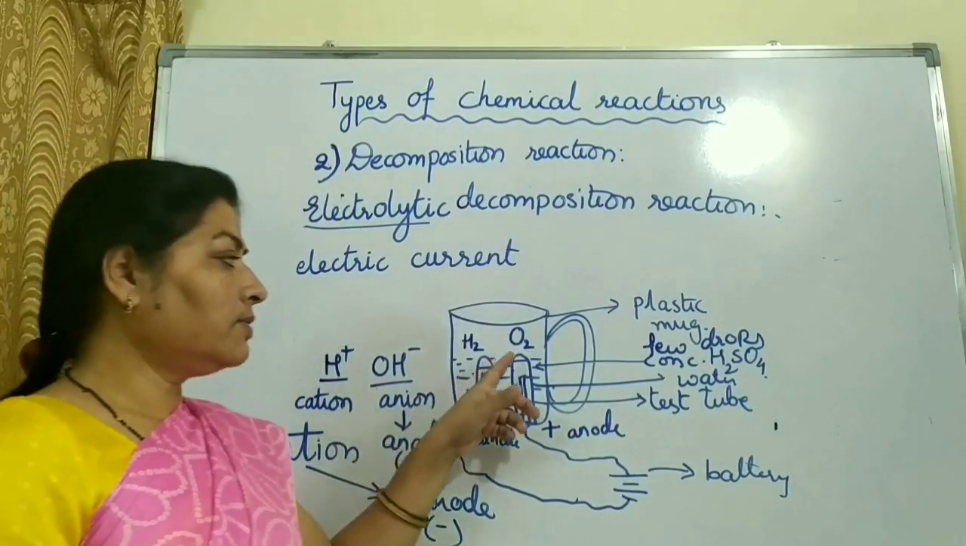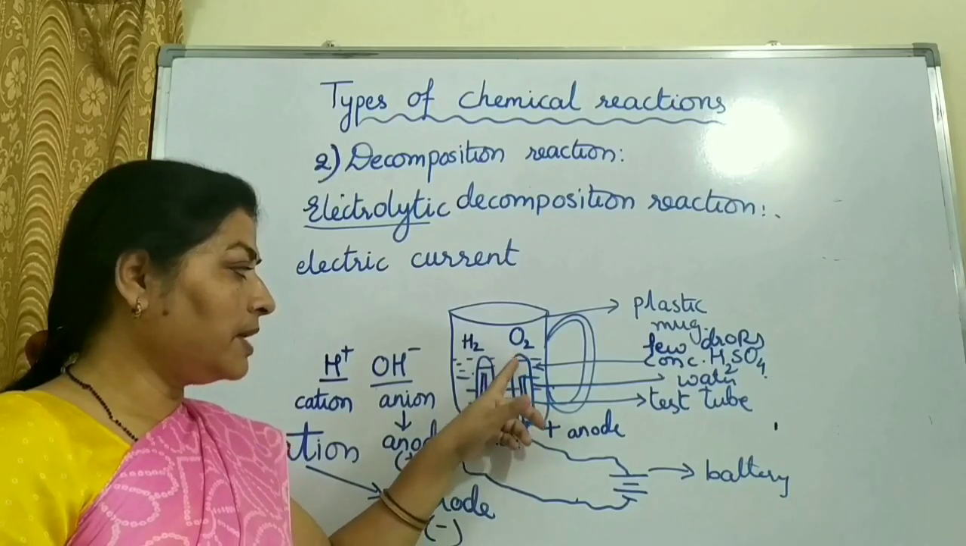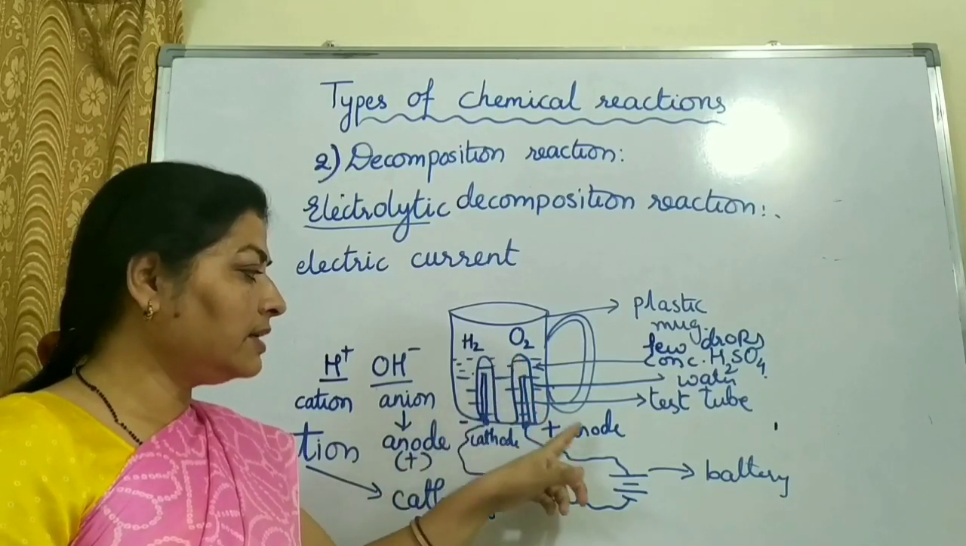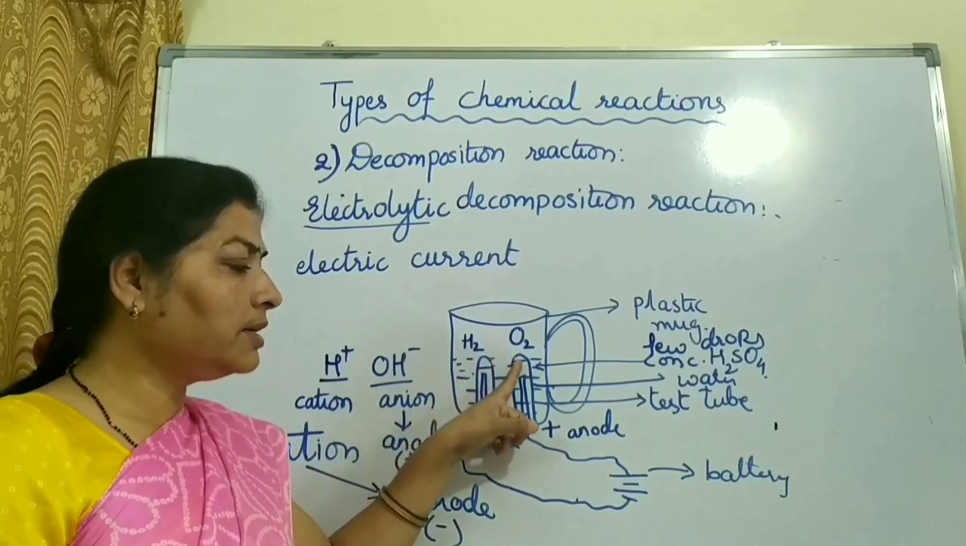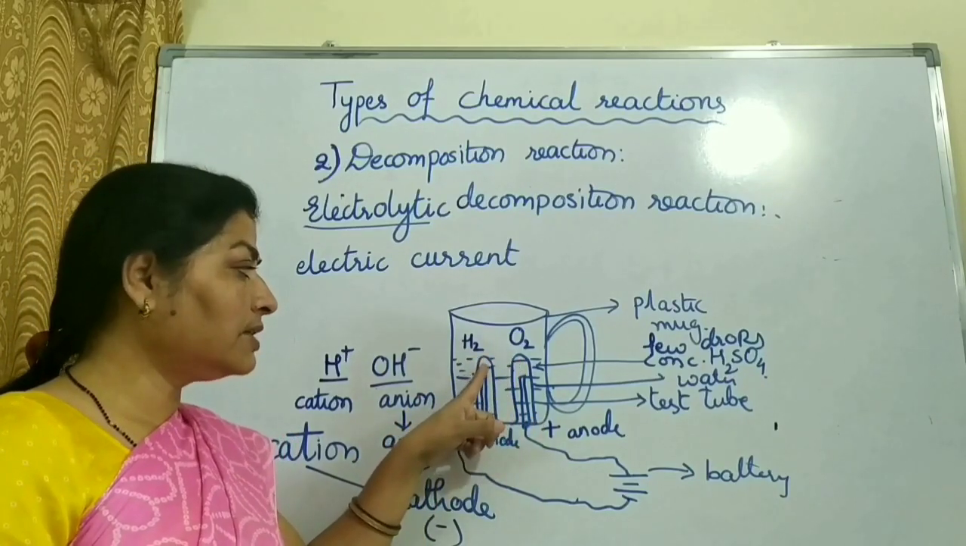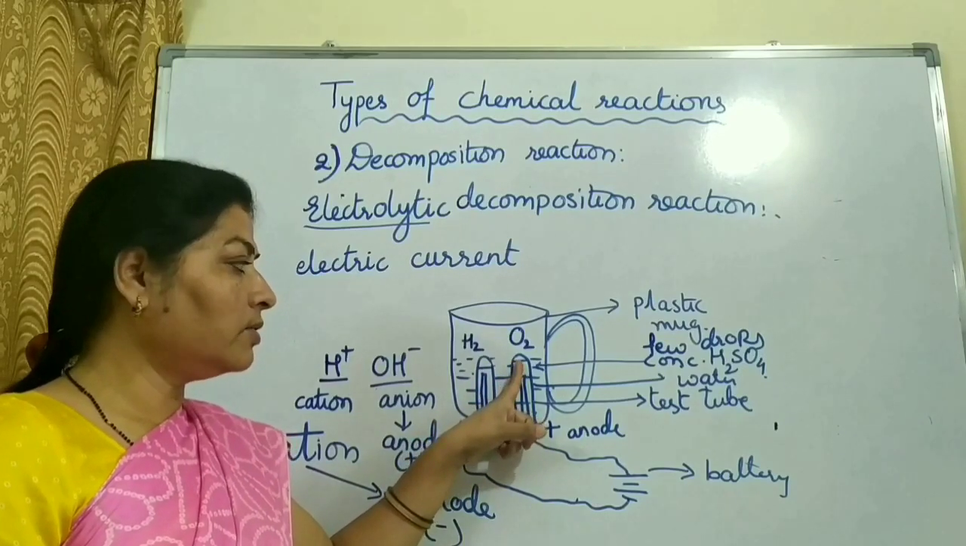You can see in this way that small portion of empty space. Empty space means the gas is collected here at anode and that at cathode also, but you can see the volume here is less as compared to this. This is double in volume as compared to that which is collected at anode.